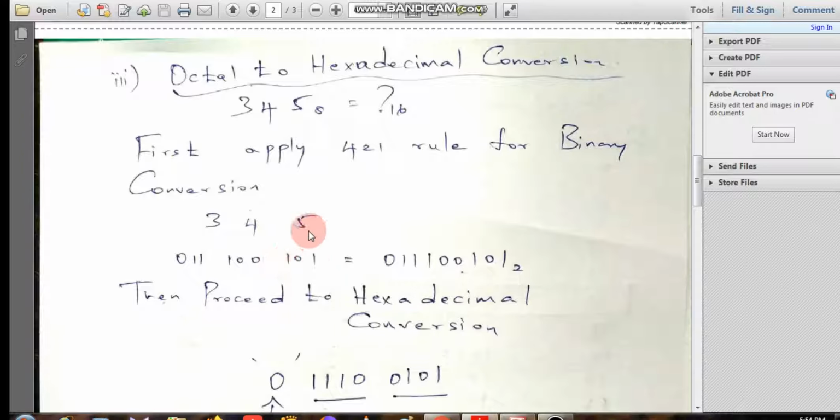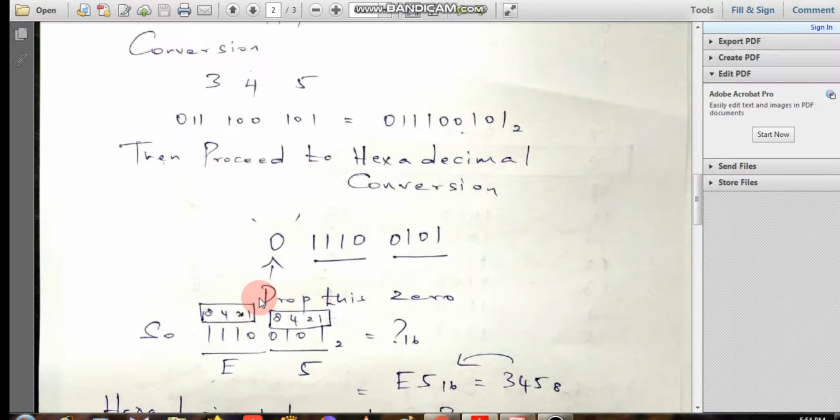4 plus 1 is equal to 5. Then proceed to hexadecimal conversion. From the obtained binary, I am going to convert it into hexadecimal. For hexadecimal, you need 4 binary digits to form a particular group. So here 1010 forms a group, and 0111 forms a group.